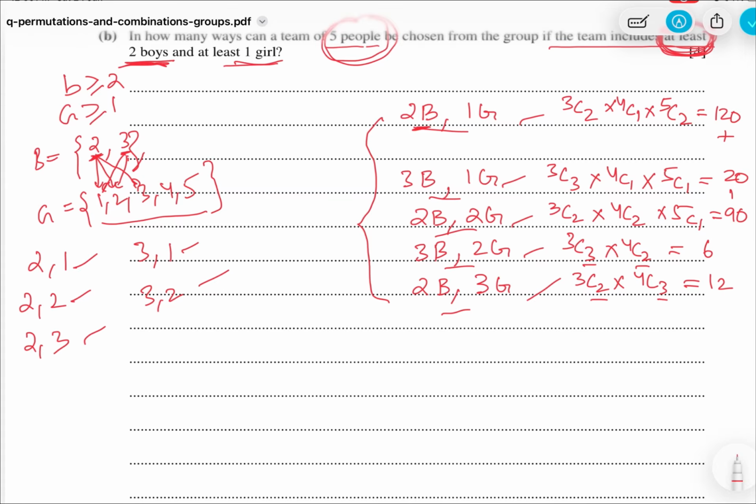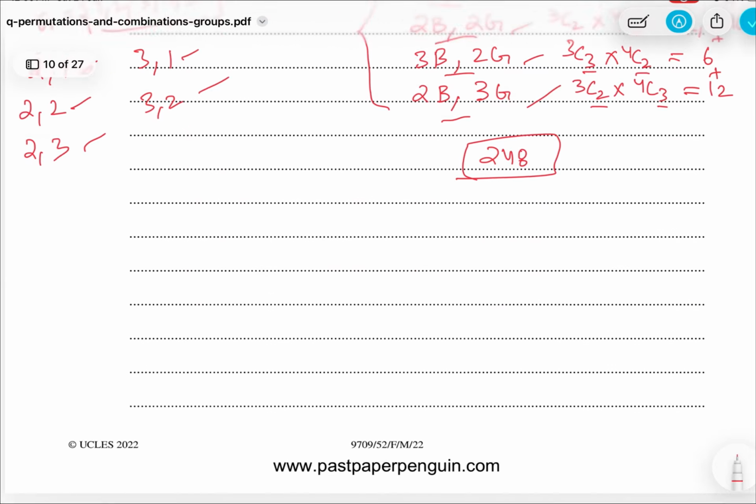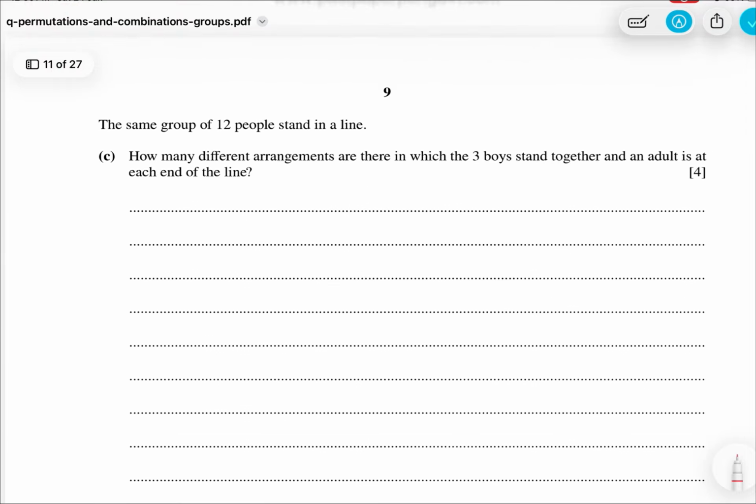These all are mutually exclusive learners. Add them, and you will get your final answer as 248. Very good, learners. You got this one also correct. Let us proceed to the C part now.